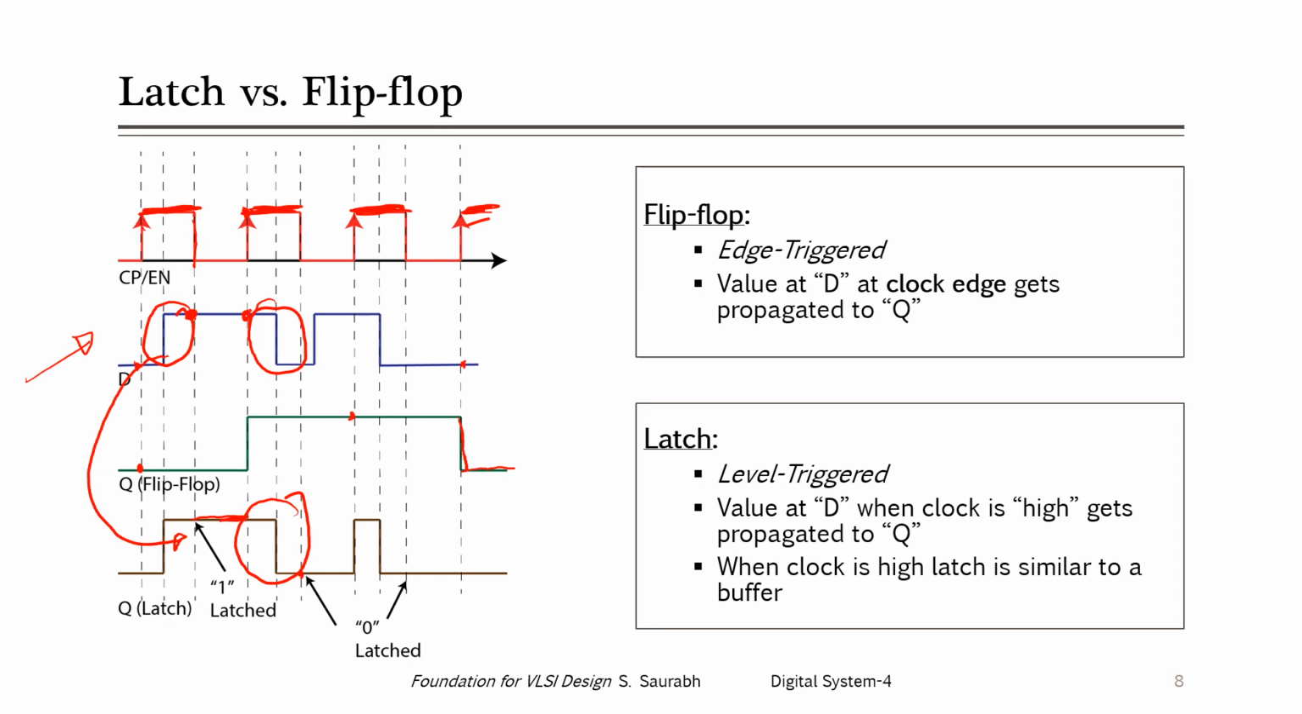Once this point is there, whatever that point is gets latched. Whenever the clock goes to 0, whatever was the last value when the clock was 1 gets latched, and then it will not change. Even if D is changing here, the value at the Q of the latch will not change. Again, when the clock becomes 1, whatever was the value at the D pin will be available at the Q pin. And when the clock signal becomes 0, whatever was the value will remain latched. So this is how the functionality of a latch and a flip-flop differ.